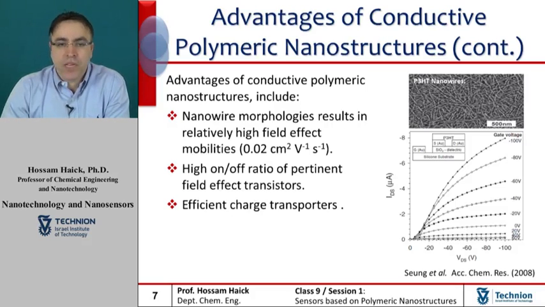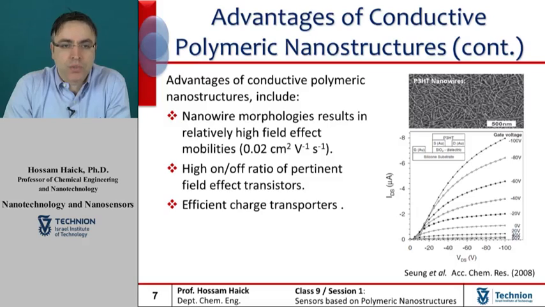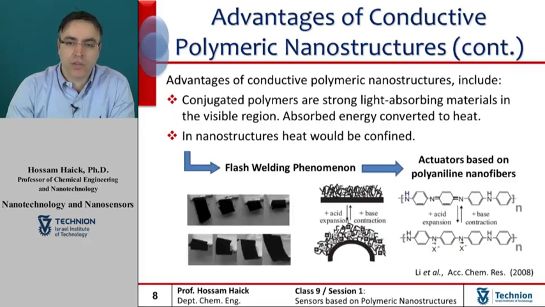Transistors with P3HT thin films possessing nanowire morphologies result in relatively high field effect mobilities that are approximately an order of magnitude higher than those of the same material thin films but without nanowire morphology. As a result, these materials should be superior to their conventional counterparts in field effect transistors and in other devices that require higher charge carriers.